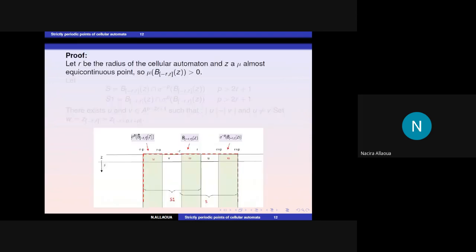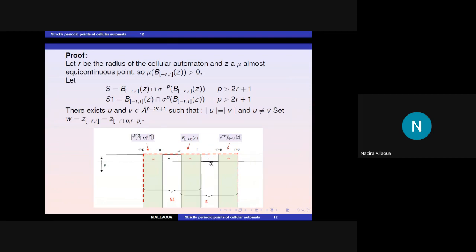To prove this, let R be the radius of the cellular automaton and Z μ-almost equicontinuous. Like I said previously, there exists a set B_R^Z with strictly positive measure. The idea is to shift this set p times to the right side and p times to the left side. Let S be the set B_R crossed with σ^(-p) of B_R.